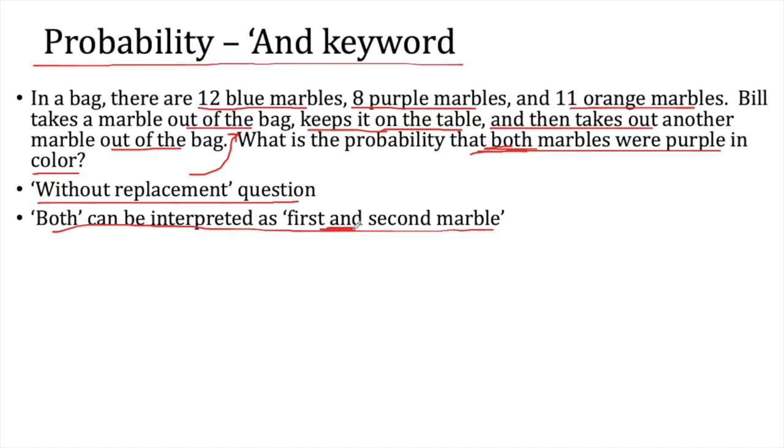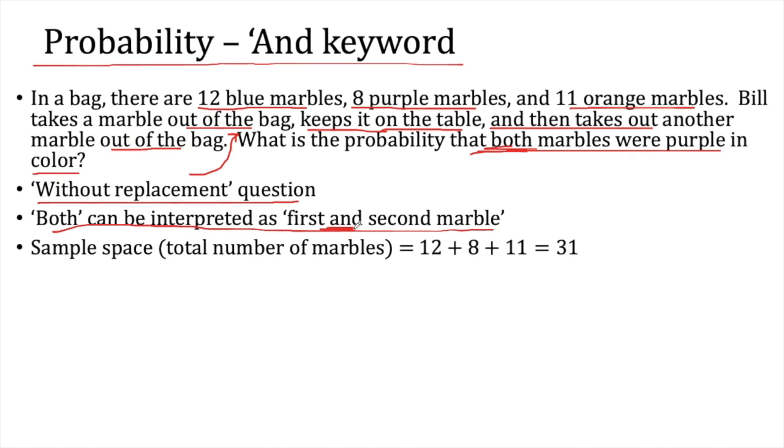In a similar way, if you were to pick out four marbles and it says what's the probability that all four marbles were purple in color, you could interpret that as first and second and third and fourth, and that way you could apply the AND keyword there as well. So you have to look at these words in the question and try to see if they have any mathematical meaning behind them.